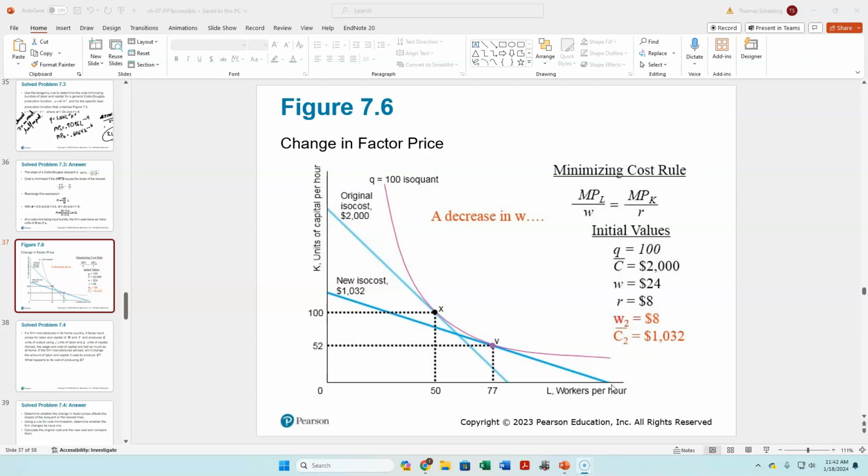But again, not surprisingly, given the cost-minimizing rule, as workers become cheaper, the firm should shift production to use workers a bit more because they are cheaper. And obviously, we're still equating the marginal productivity of each dollar spent across the two inputs.